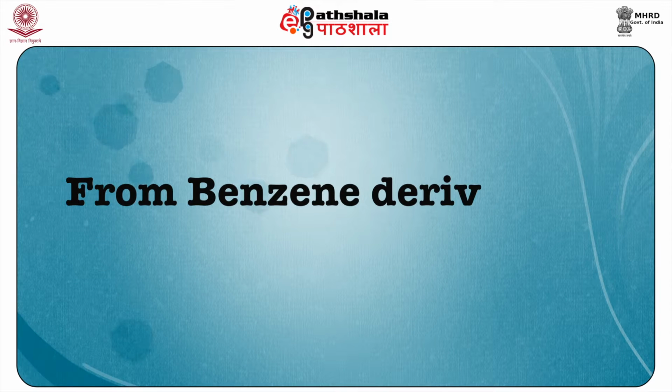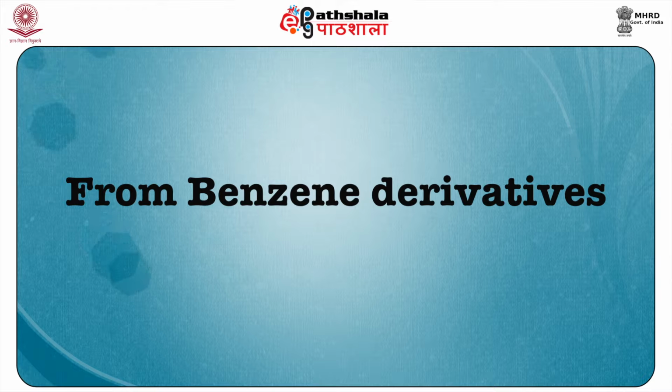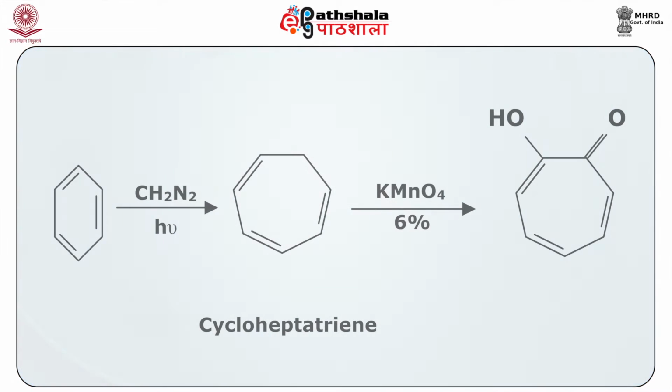Now, another method to produce tropolones or tropone is from benzene derivatives. The ring enlargement of benzene derivatives has been accomplished by a reaction with diazoalkanes. The reaction of benzene with diazomethane takes place under the influence of ultraviolet radiation, and the cycloheptatriene that is yielded from benzene is then oxidized to tropolone by using potassium permanganate. So we can have a tropolone derivative starting from benzene itself in just 2 steps.